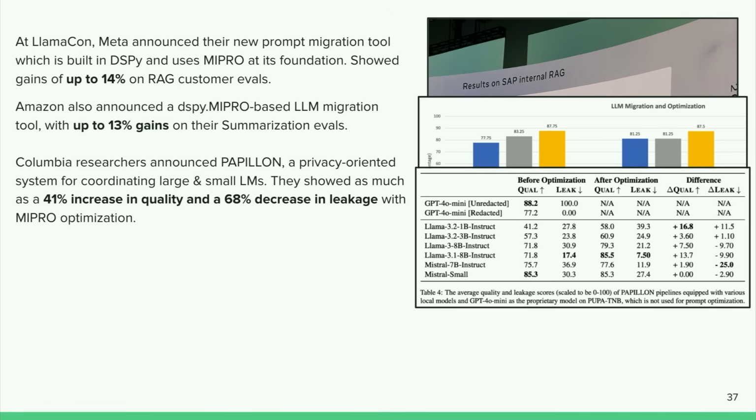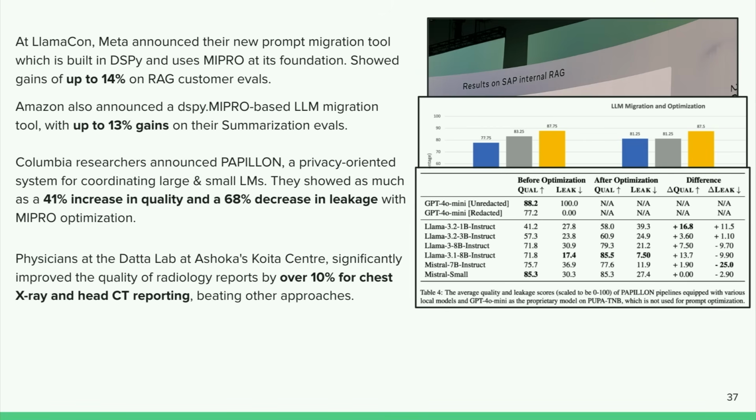Columbia researchers announced Papillon a while back, which is a privacy-oriented system for coordinating large and small LLMs. And they used MIPRO out of the box. I know because I was slightly involved. And it improved the quality of the systems by up to 41% and decreased leakage of these small LLMs leaking information to large models by up to 68%.